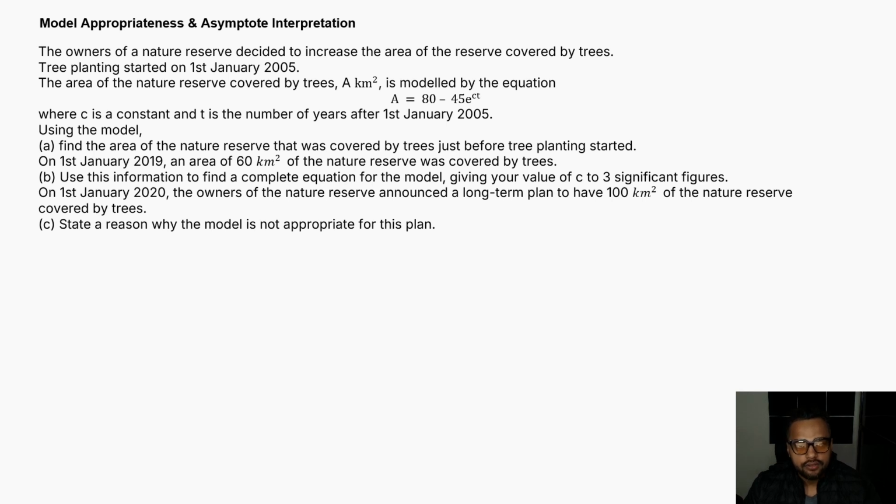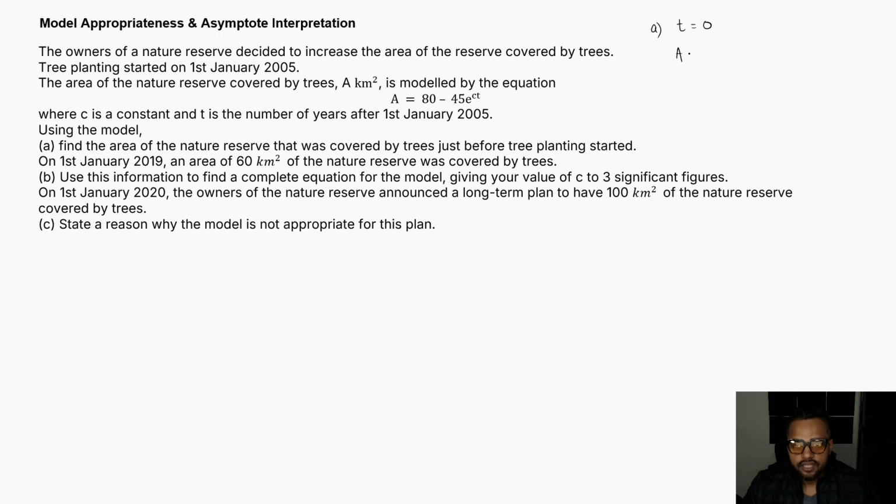T is the number of years after 1st January 2005. Find the area of the nature reserve that was covered by trees just before tree planting started. So just before tree planting started, for part A, student, t will be equal to 0. Why is this so? Because the tree planting has just started, so the number of years passed will be taken as 0.